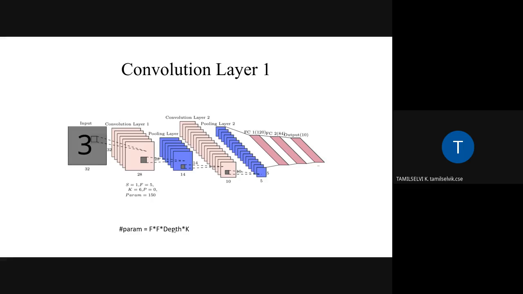So now, if f is 5, it means I am using a 5 cross 5 kernel, and I have such 6 filters. So what I have to do is 5 cross 5 into 6. This is grayscale, so the depth is 1. If you have RGB, you have to give the depth as 3. So that's why 150 parameters. 5 is 25, into 6 is 150. This is how you have to calculate the parameters for this.